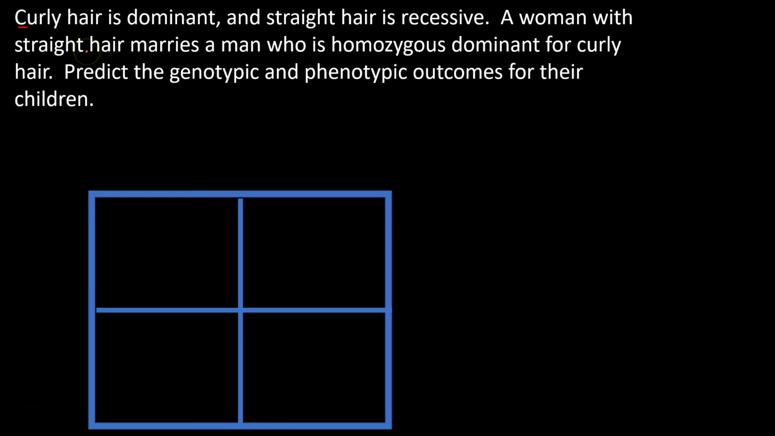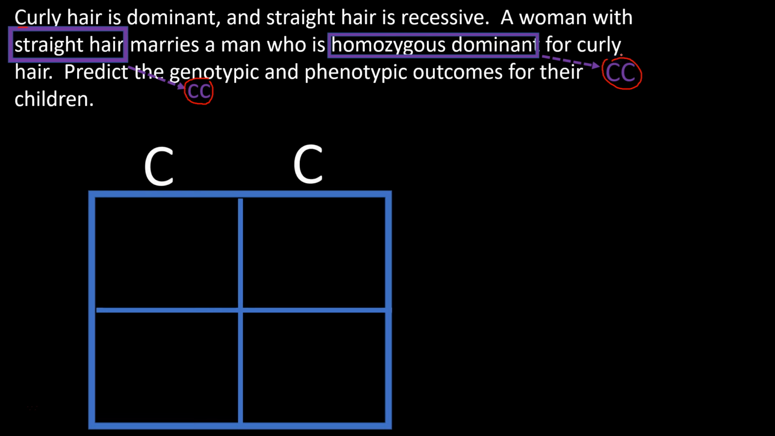Well, if she has straight hair, I should be able to figure out her alleles because straight hair is recessive. Lowercase c, or a recessive C and a recessive C. The man is homozygous dominant. That tells me a dominant C and a dominant C. Now that I have the genotypes, segregate those alleles into the different gametes. Okay? Now I can fill in the Punnett square.